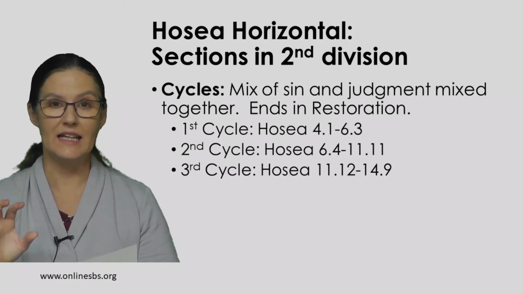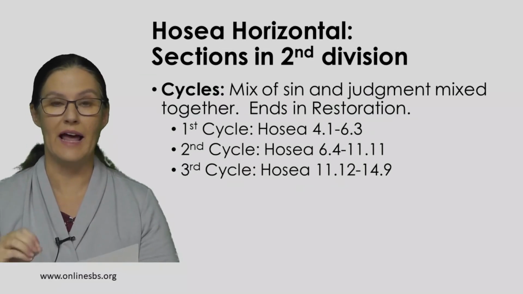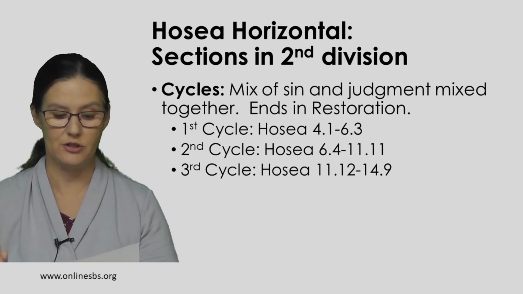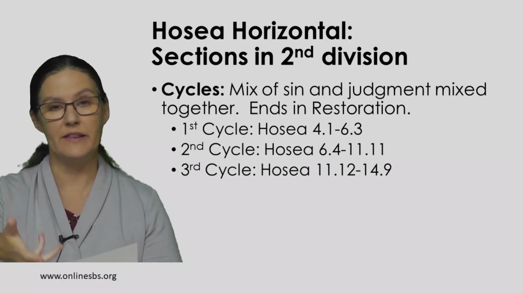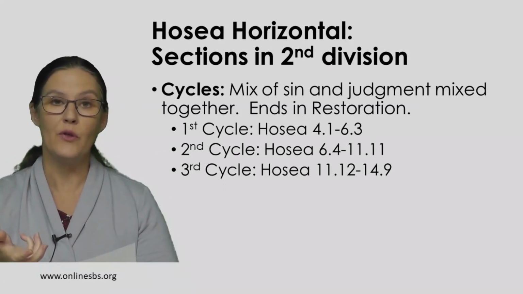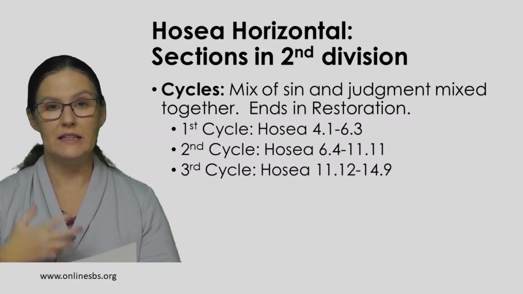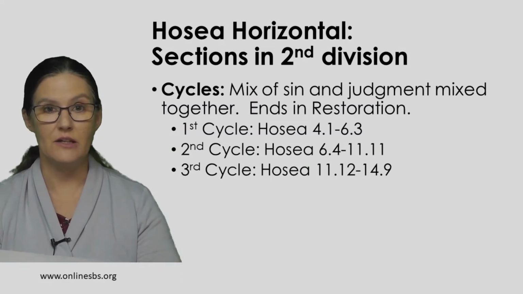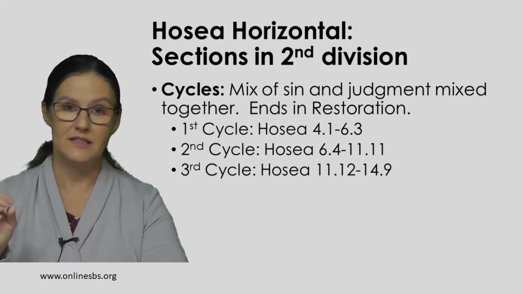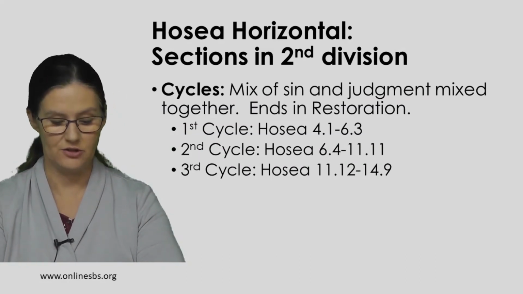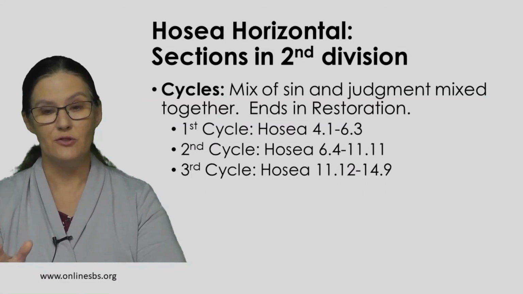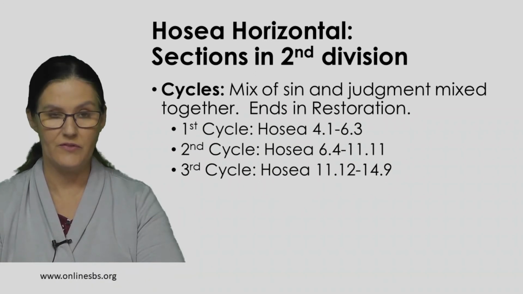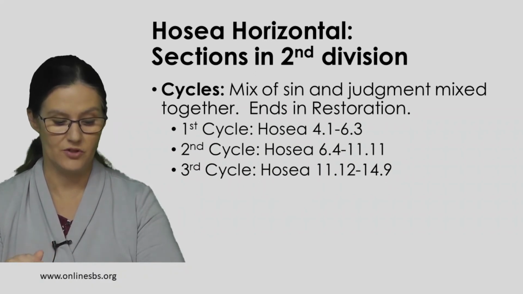Now for the second division of the book, you will have 3 cycles of sin, judgment, and restoration. Now the sin and judgment are kind of back and forth, but each cycle ends in a restoration passage. So the first cycle, or the first section under the second division, you see the first restoration happening in Hosea chapter 5 verse 15 through chapter 6 verse 3.